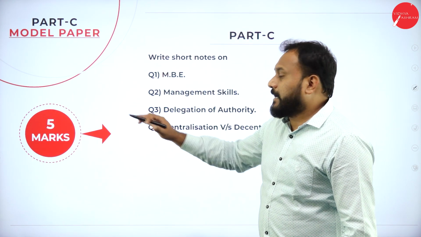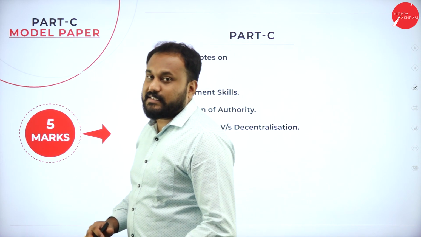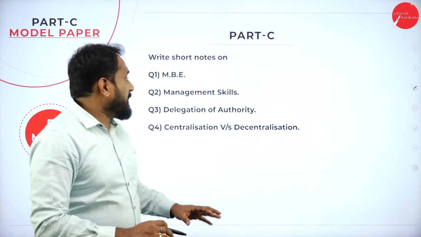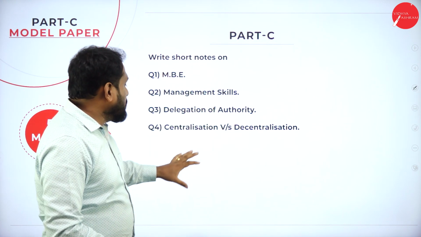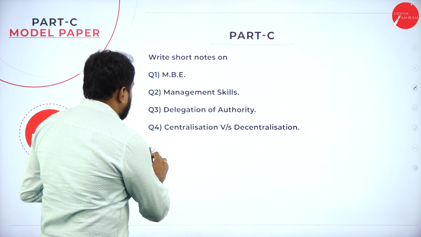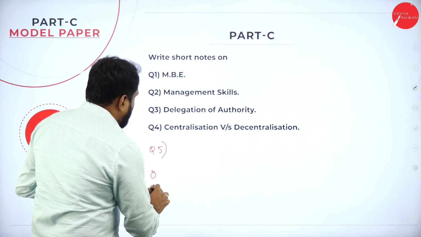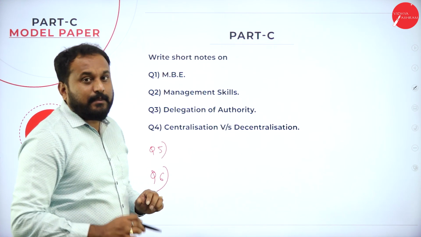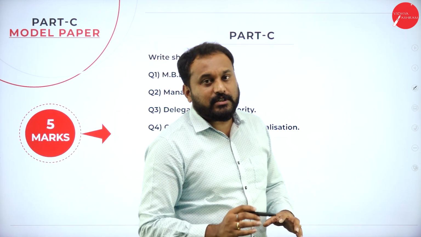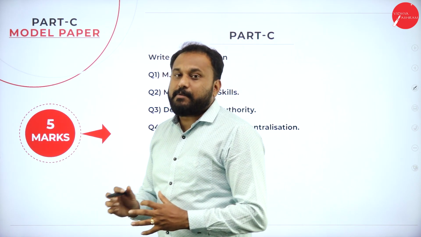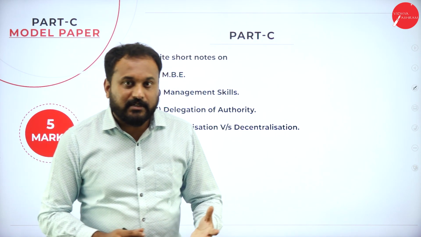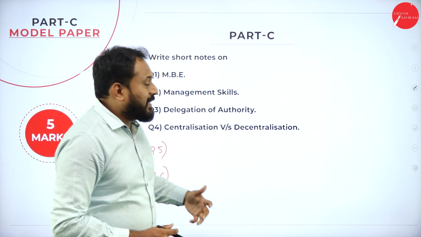Now coming to the 5 marks question, I have given you, say, 6 questions here, but only 4 questions I have written for you. 2 more questions I'll be writing for you people, that is question number 5 and question number 6. Why? Because predicting the 5 marks question is very, very difficult. They can actually give you from anywhere.